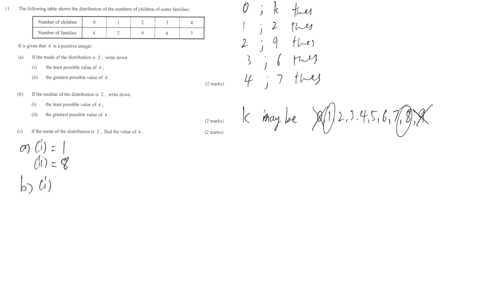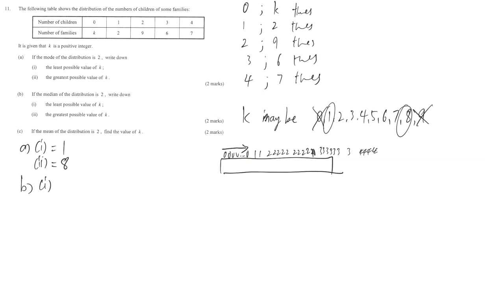So for part B1, you need to imagine we list out the data like this in order. So maybe we have 0, 0, 0, k times, and then 1 appears 2 times, and then 2 appears 9 times, something like that, and 3 appears 6 times, and 4 appears 7 times. A very important thing is if we have more k, that means more 0 responses, then it will move it like this, right?